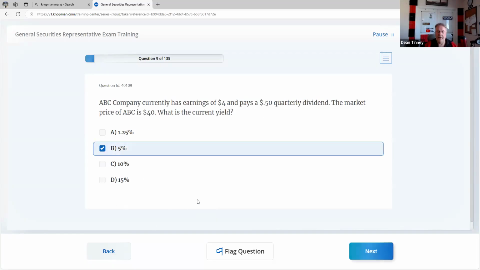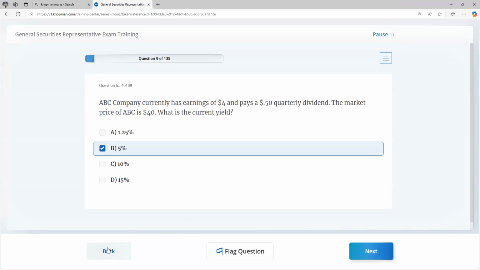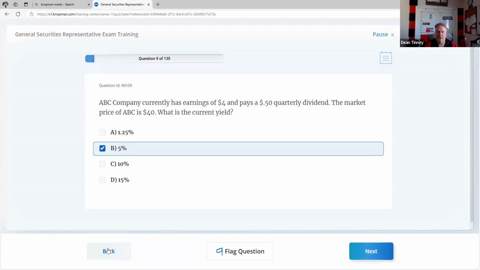By the way, I probably might have missed this because I thought you were going to ask us the dividend payout ratio, which is 50%, right? $2 of the 4 is what they're distributing. Oh, hold on. Go back. They just asked us current yield. So the $4 there is just to mess this up. But what I was saying is, if I was a test taker and I saw the 4 and the 50 cents, I could have said, I bet they're asking me the dividend payout ratio.